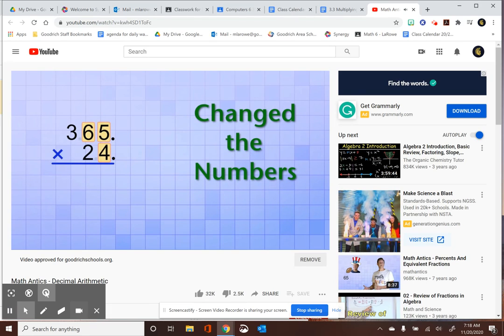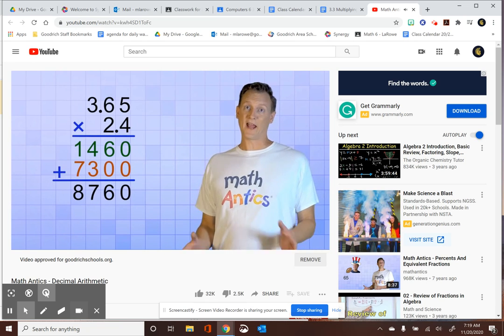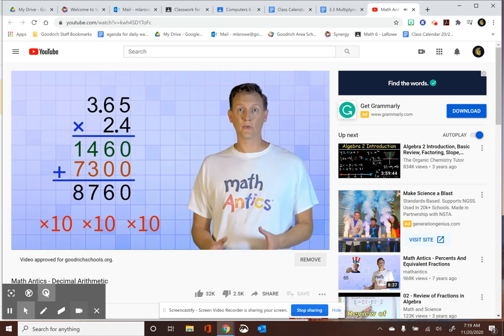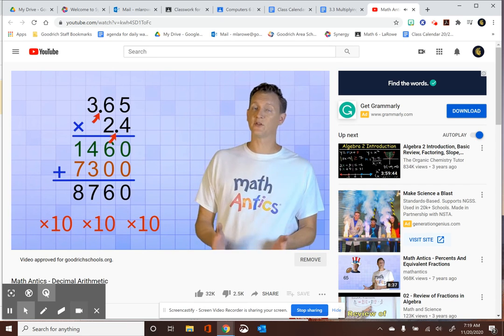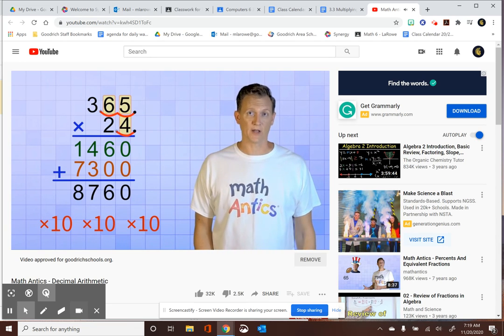It made the top number 100 times bigger than the decimal version, and it made the bottom number 10 times bigger. That's because every time you shift the decimal point one number place to the right, it's like multiplying by a factor of 10. And that means the answer we got is way too big. It's too big by 3 factors of 10, because the decimal points in our problem got shifted a total of 3 places to the right, 2 on the top and 1 on the bottom.